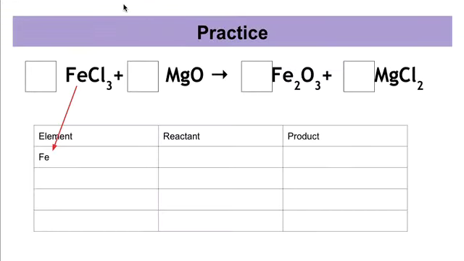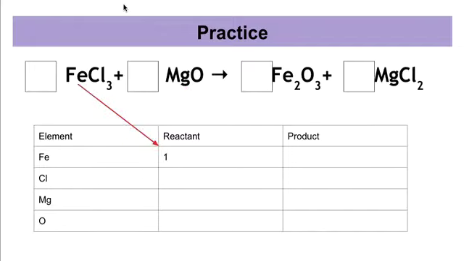Okay, so here we go. We identify that there's Fe, or iron, as one of the elements. Next, I see that there's Cl, or chlorine, as a second element. A third element would be magnesium, and a fourth one would be oxygen. We've now listed all the elements. Now let's get a count.